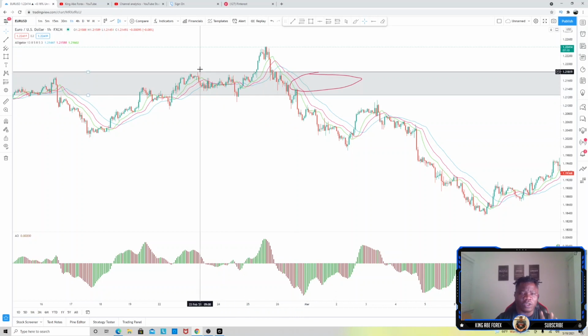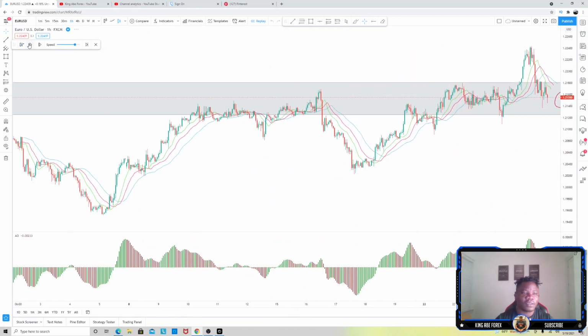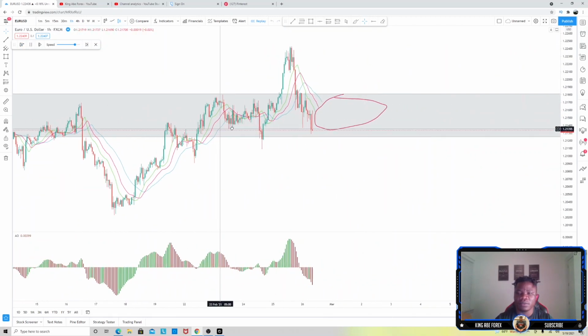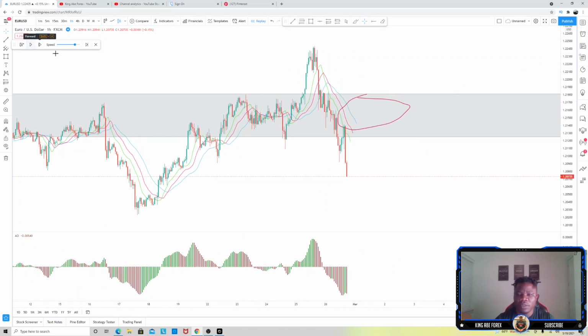Now we're going to put this in replay mode and actually see where our entry is. Let's put this in replay mode. I'm just going to start from right over here, and let's take a look. Bam, you got your entry right over there at this red candle, this long bearish candle right over here. That would have been your entry right over there.